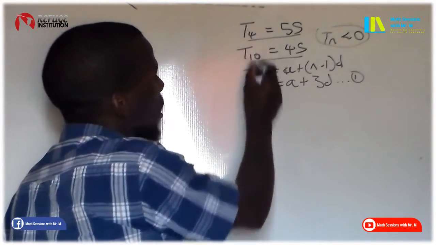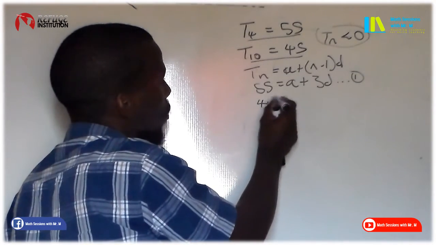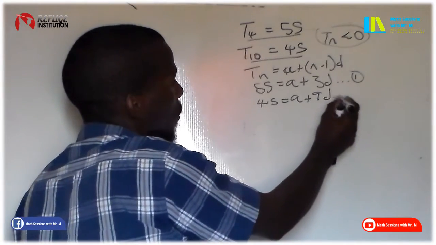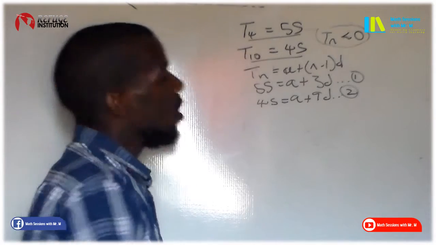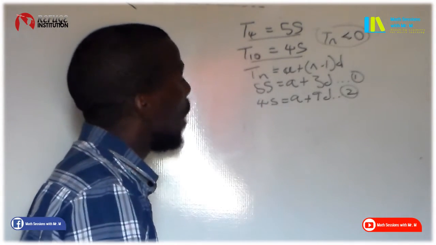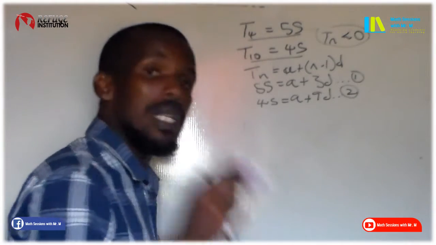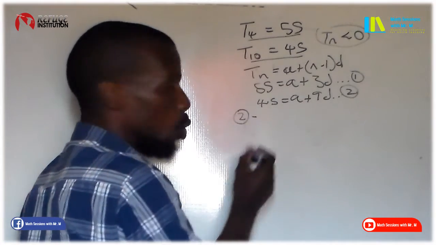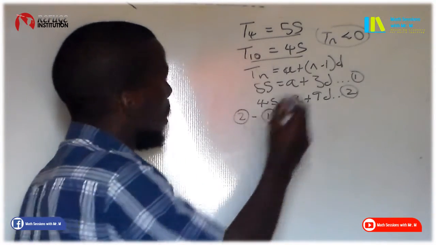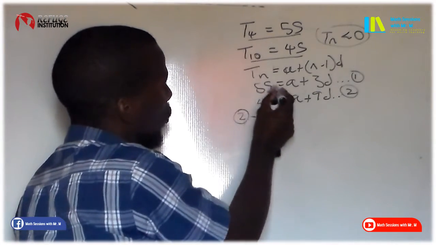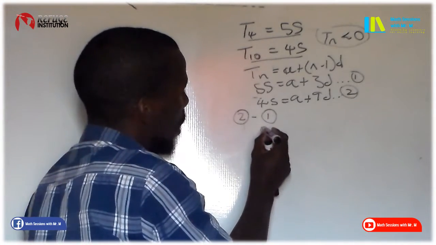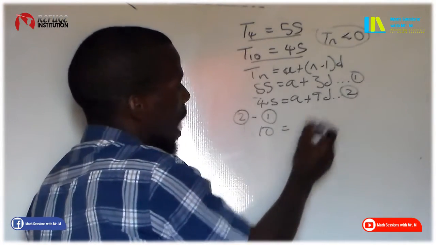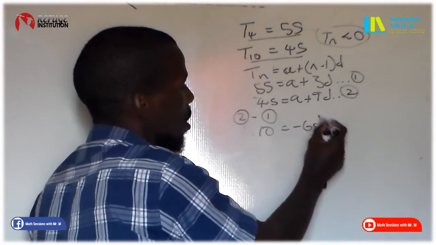The second equation would be T10, which is 45, equals a plus, because it's T10, 9d. So we have a second equation. We already have two equations, so we tell the marker that we are going to subtract equation 2 from equation 1. 55 minus 45 is 10, a minus a is 0, and 3 minus 9 gives negative 6d.